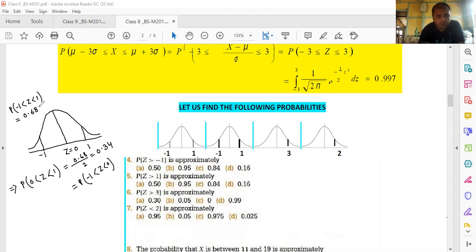The actual value of this is 0.6826. I have written it up to 2 digits. So if I take 0.6826 and divide by 2, we actually get 0.341. So this is the probability. Now in the problem, we are supposed to find the probability of this region. By the probability of z greater than minus 1, we mean to find the probability of this.